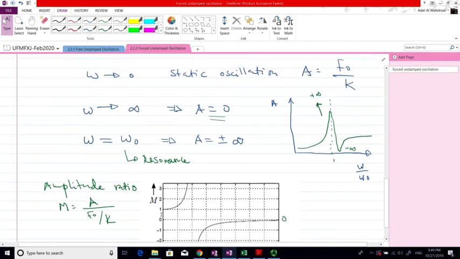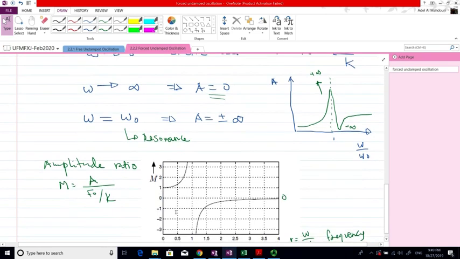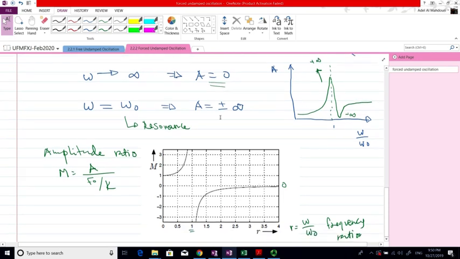And as the amplitude is increasing, it goes very close to infinity. So this graph you should understand and know how to explain if it comes in the exam. Let's stop here.